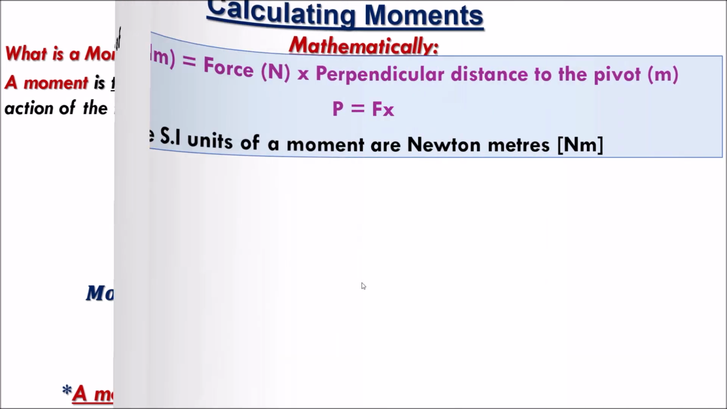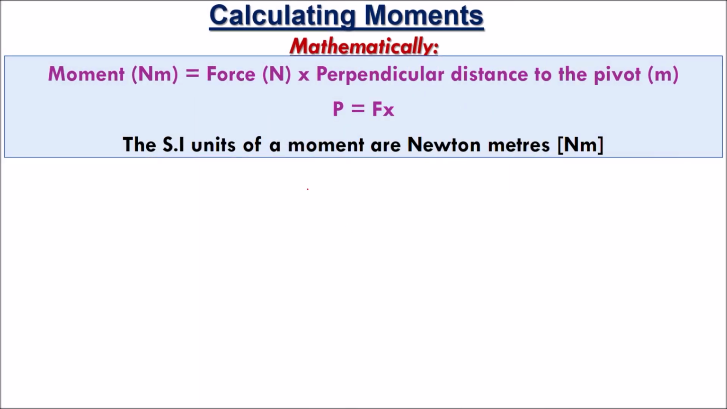Now, how do we calculate a moment of a force? From the definition, we said moment is the product of force and perpendicular distance. So we can safely say moment is equal to force in newtons times perpendicular distance in meters. In some textbooks, they will say it's force times small s. They use small s for distance. In some textbooks, they'll say F times small d. They use small d for distance. It's one thing. In any of the cases, the Newton meter holds as the unit of a moment.